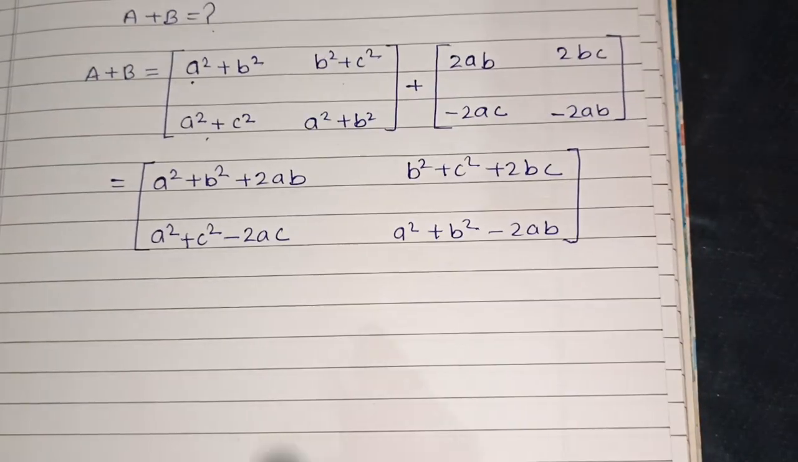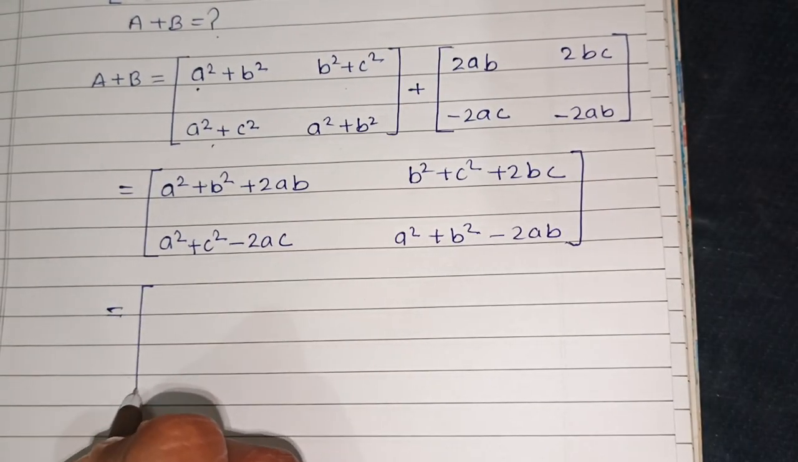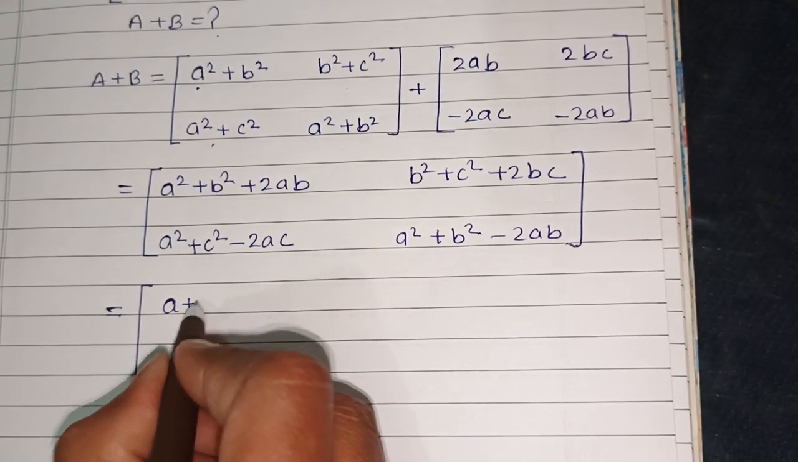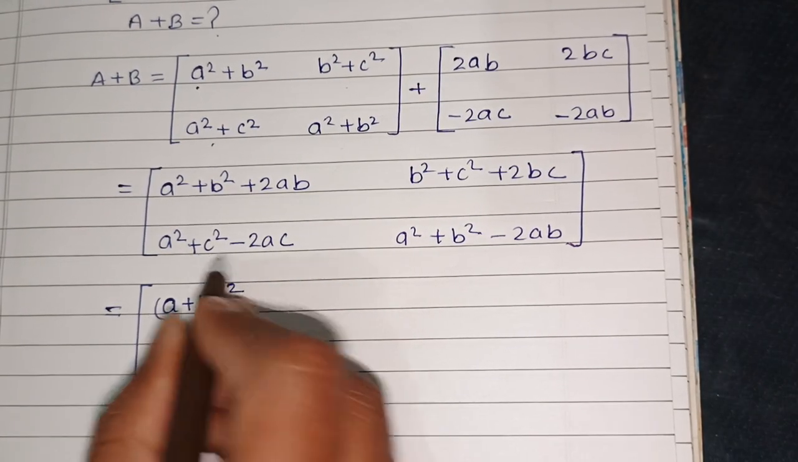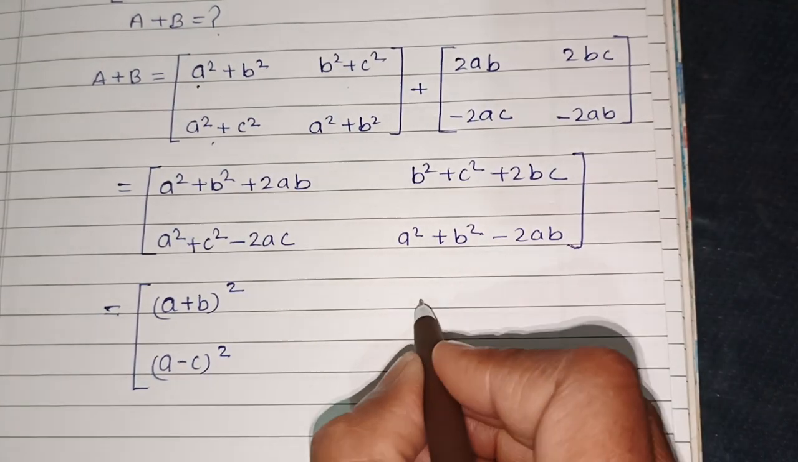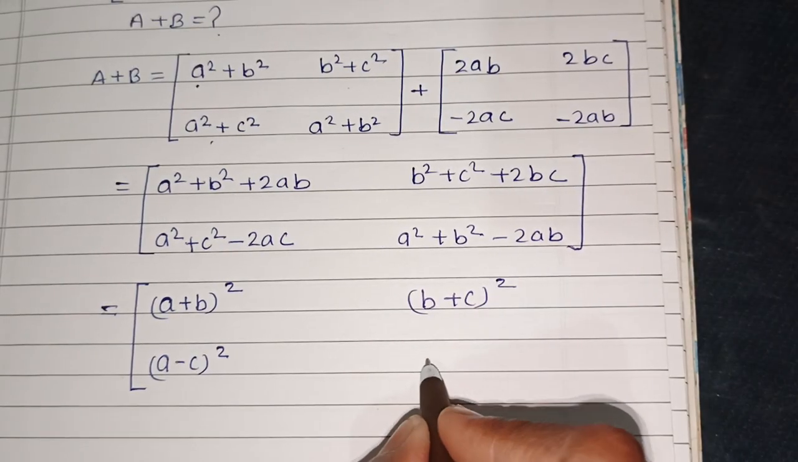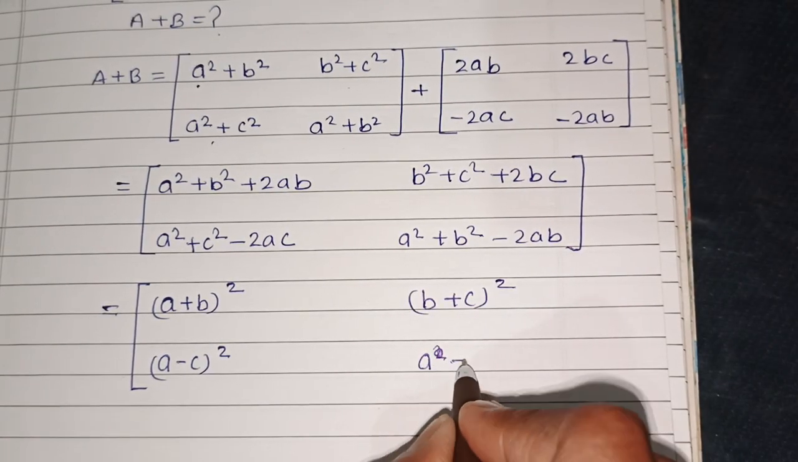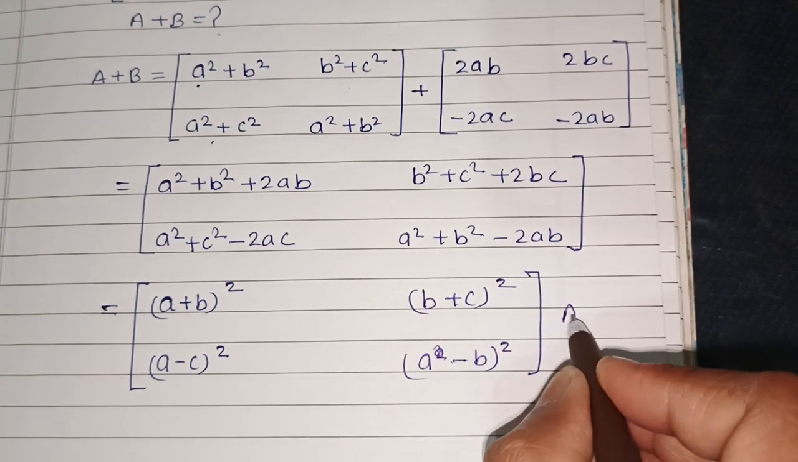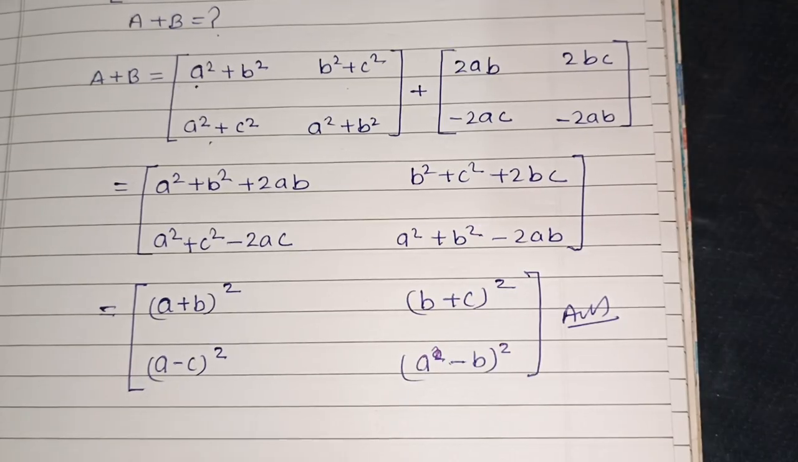ओके, नाउ दिस इज A + B का होल स्क्वायर फॉर्मूला. सो दैट इज A + B होल स्क्वायर. दिस इज A - C होल स्क्वायर. दिस इज B + C होल स्क्वायर. And this is the formula of A - B whole square. Answer. Okay. Now talk about next question.